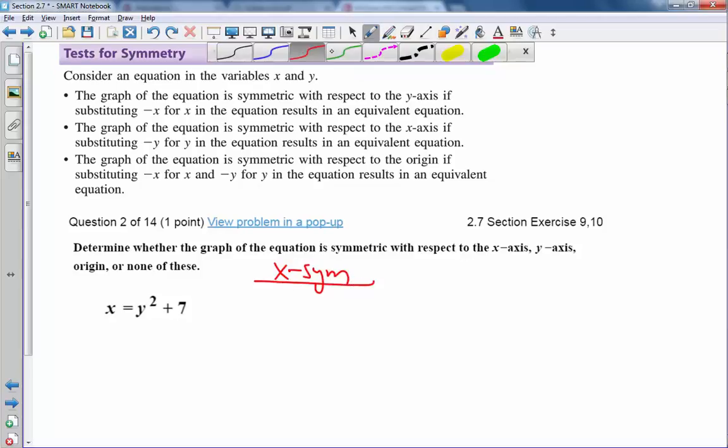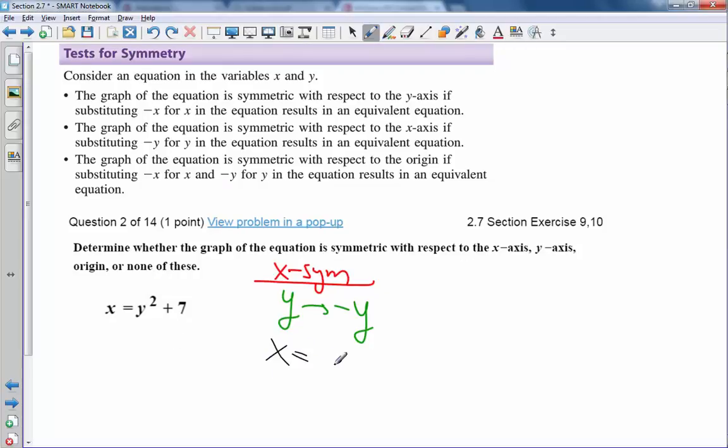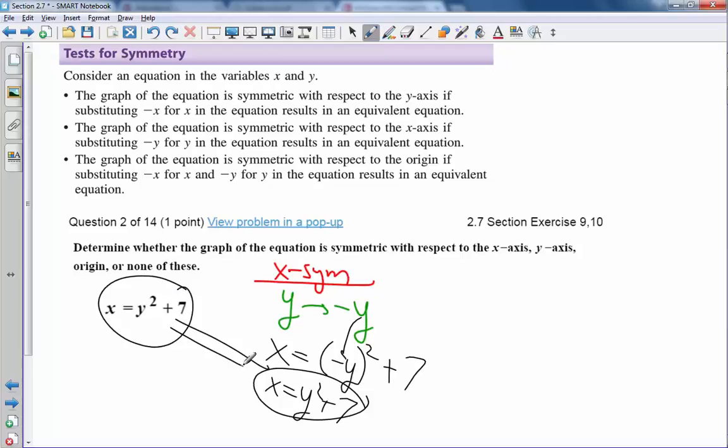I need to replace y values by minus y. Oh, how great is that? Y has a square. It has a square. That means if this minus y comes here, that minus is going to be wiped out because the square takes care of minuses. And new equation, old equation, match, and voila, we have x-axis symmetry. No y, no origin, because it's pretty much the same work we've done previously. Okay?